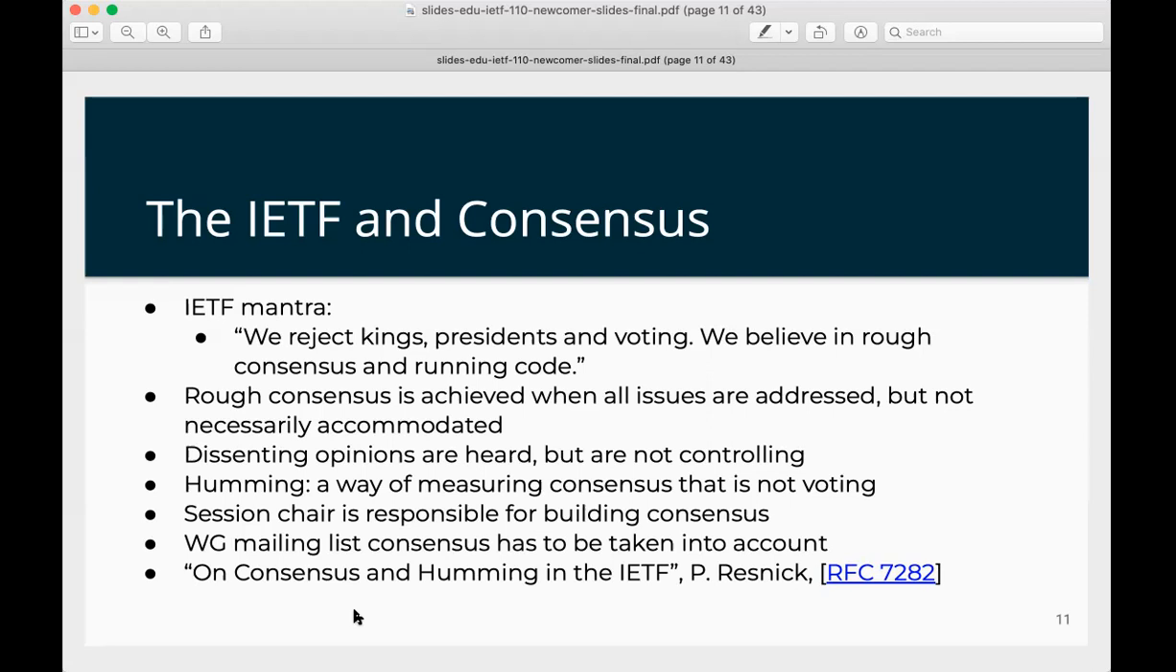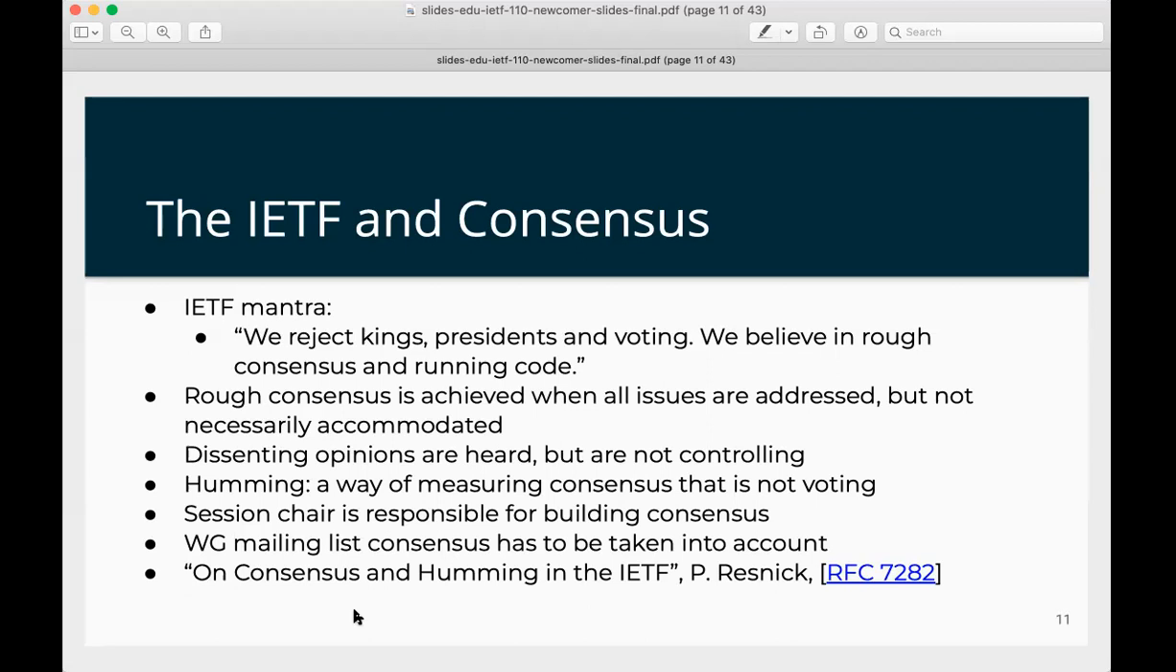And humming is the way that we use to measure that level of support, the passion associated with the support. So if you ask a question of the room and everybody kind of hums softly, you kind of get the idea, well, they're sort of supporting it, but they're not really that passionate about it. If you ask something of the room that everybody feels very strongly about, then people might hum quite loudly, and then you'll know that you have a really strong consensus. One of the primary roles of the session chair, whether that's the working group chair or the moderator of a BOF or whatever, is you're responsible for measuring that consensus and for building the consensus.